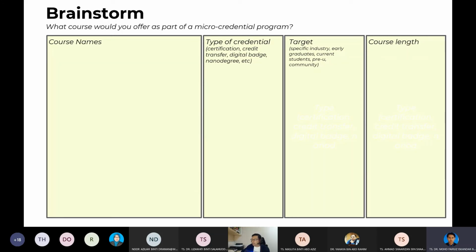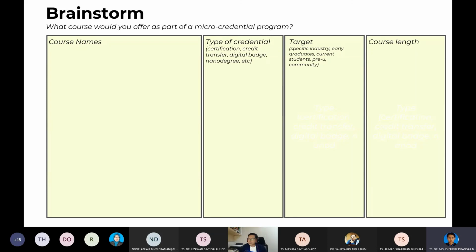Apa contoh kursus yang dah ada? Contoh macam introduction to database ke. Saya rasa itu dah boleh jadi. Okay, ini pandangan personal sebab di tempat kami di UPM pun we don't have any solid direction what to do, apa semua lah, masih dalam perbincangan juga.